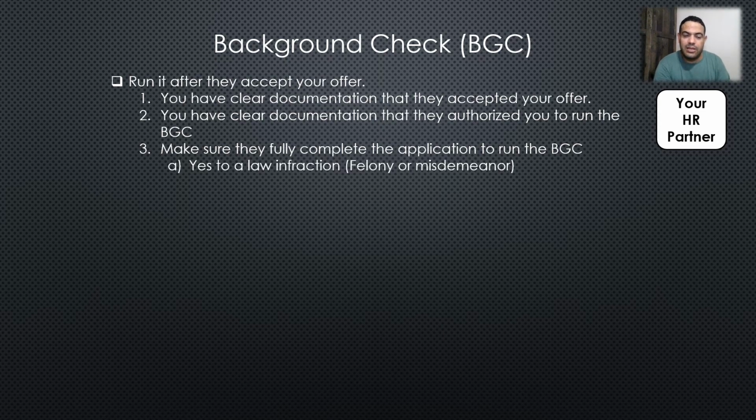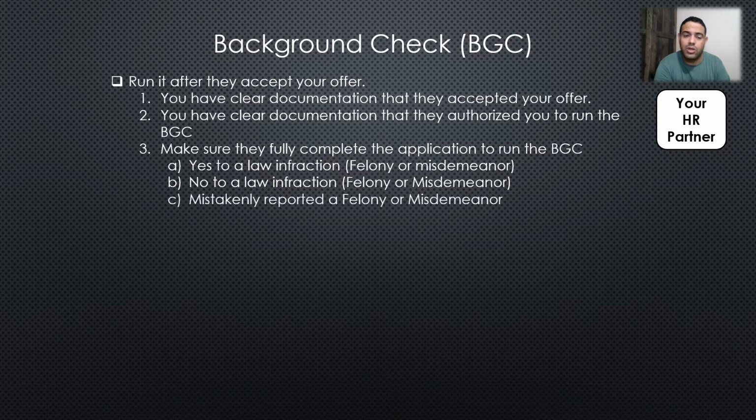Now, when they complete the application, they may say yes to one of the law infractions there. Maybe they did have a felony or a misdemeanor, or maybe they will just say no, I didn't have any. Or there's that third option where they could mistakenly report a felony or a misdemeanor. What does that mean? In most cases that I've seen, instead of selecting no, I didn't have a felony or a misdemeanor, they select yes by mistake. That could happen.